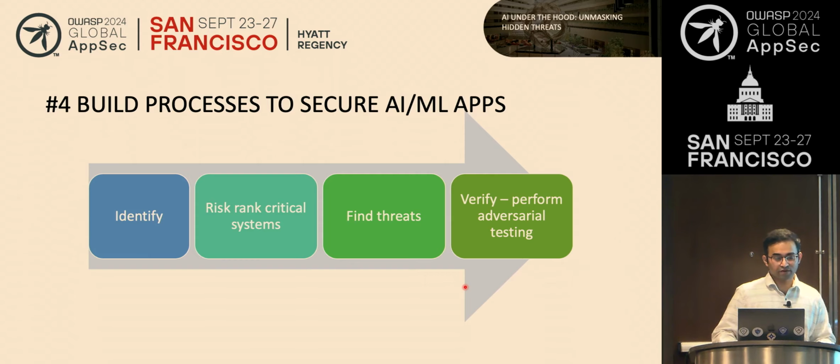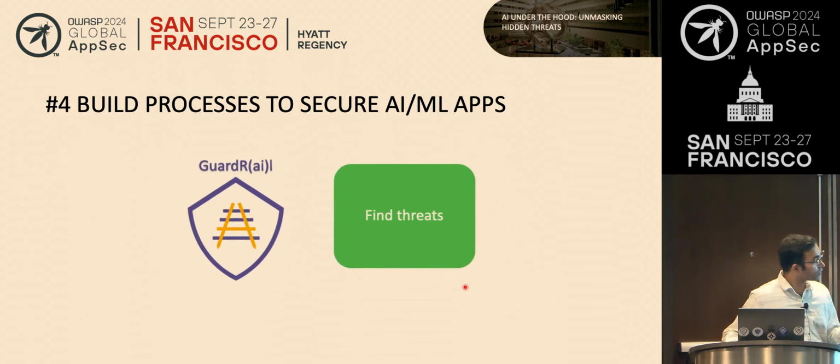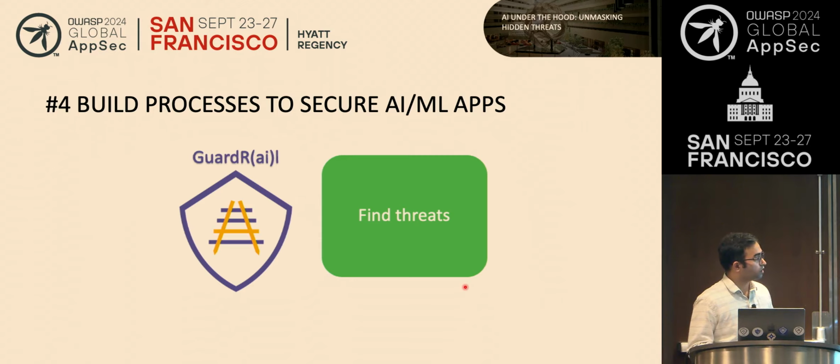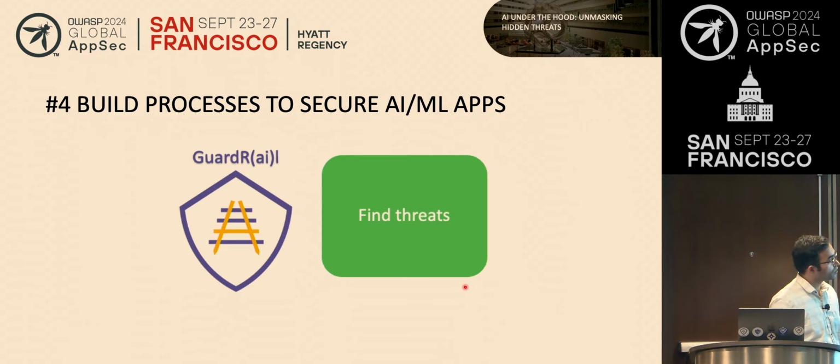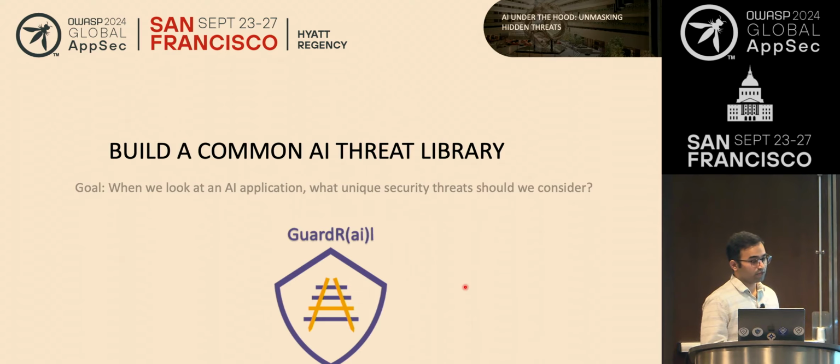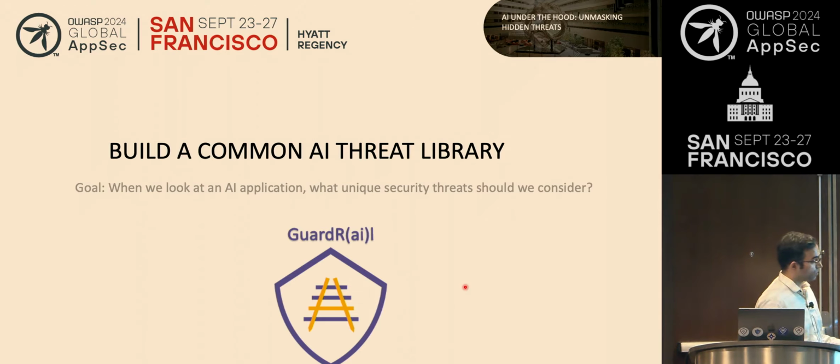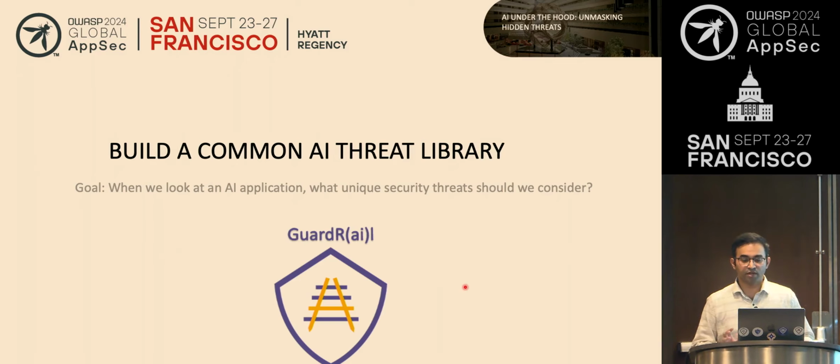So where does guardrail come into the picture? Guardrail comes into the picture in finding threats. The guardrail can be used to do security threat modeling of AI applications. And in order to do security threat modeling of AI applications, first of all, we need to build a common AI threat library. So the goal for this particular project was to figure out the unique security threats to an AI application that is undergoing the threat modeling process.